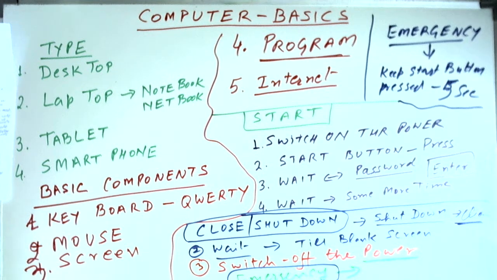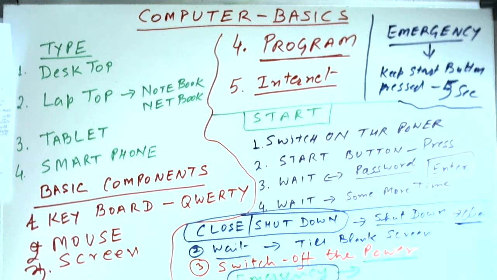So let me repeat what we have learned in this. We have learned what are the different types of computer. So we saw what is desktop, what is laptop, what is tablet, and what is a smartphone. And all of them are computers which help us. Then we saw the basic components. We saw keyboard, mouse and screen, and program and internet. So we need an internet connection also.